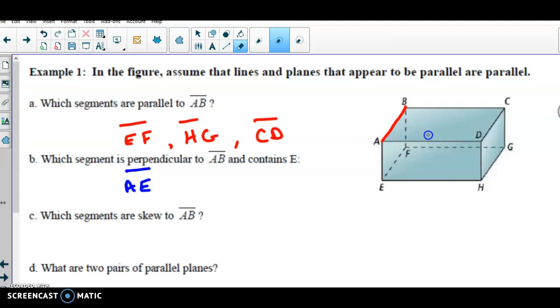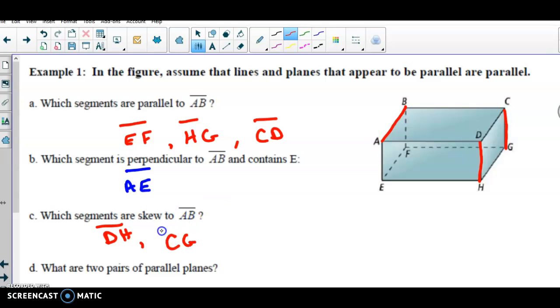But if we look over here at DH, DH is going up and down. It's not ever going to cross AB, so it would be skew to AB. CG is also going to be skew to AB.